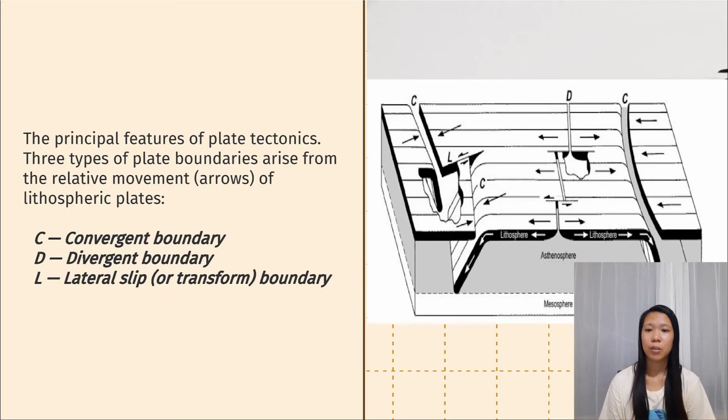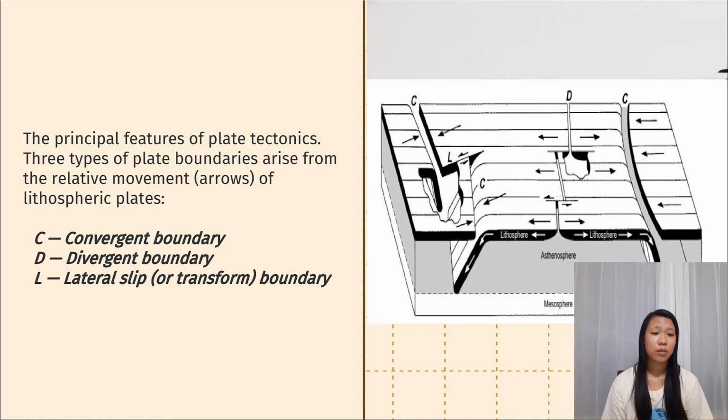We have here an image showing the principal features of plate tectonics. Three types of plate boundaries arise from the relative movement of lithospheric plates, indicated by arrows on the image. The first is the convergent boundary. Convergent boundary is where plates collide. As you can see on the image, the arrows are moving towards each other.